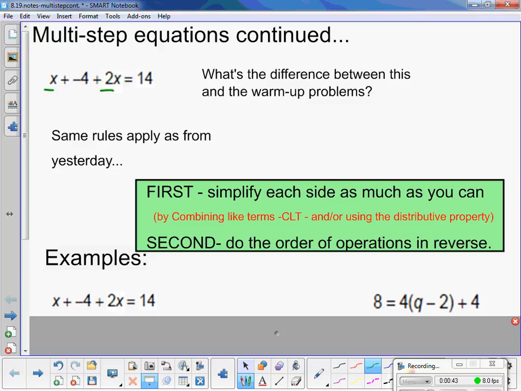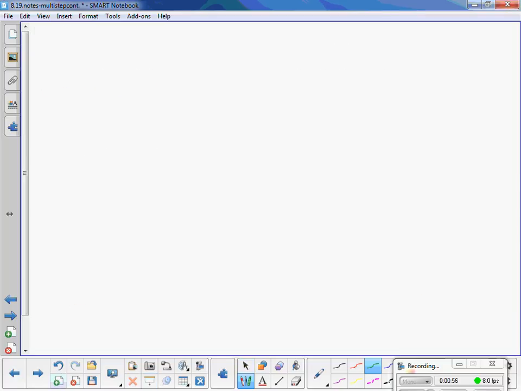Now, from the warm-up today, remember like terms have to have exactly the same variables and the same exponents with those variables. So for instance, let's just look really quick since you don't have the warm-up right here. Like terms would be something like 2x and 4x. Notice that they both have an x variable.